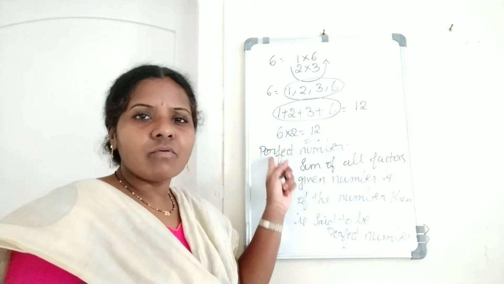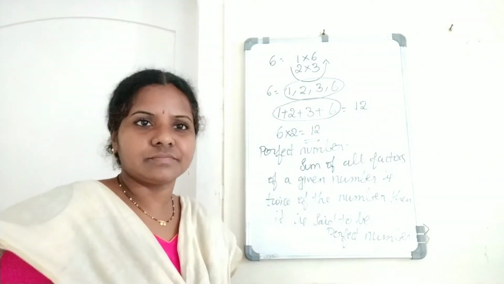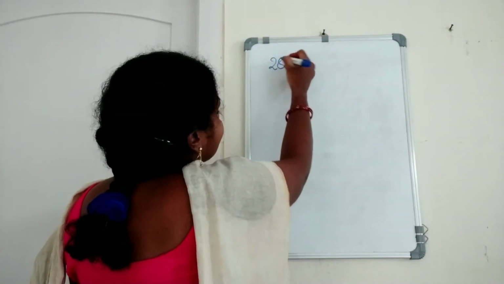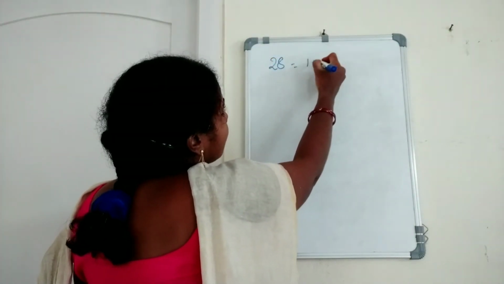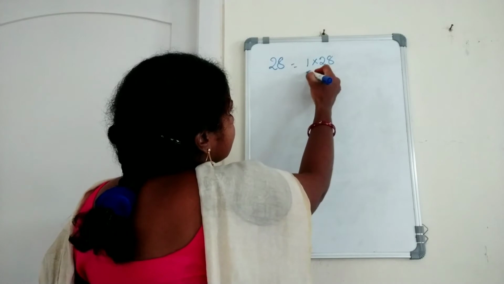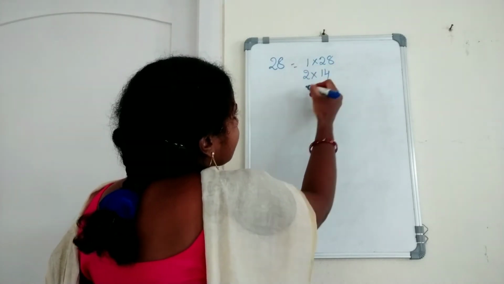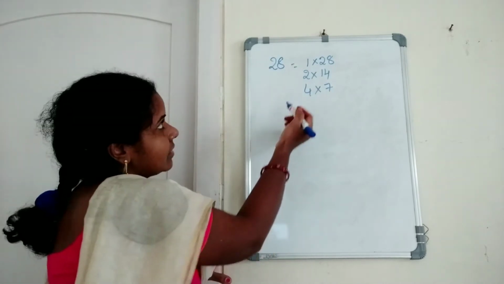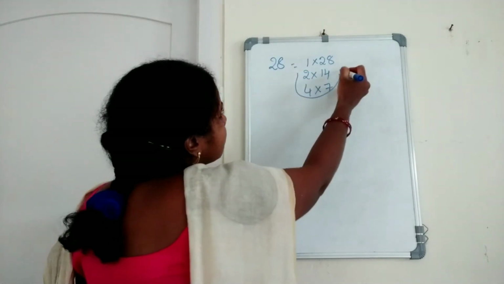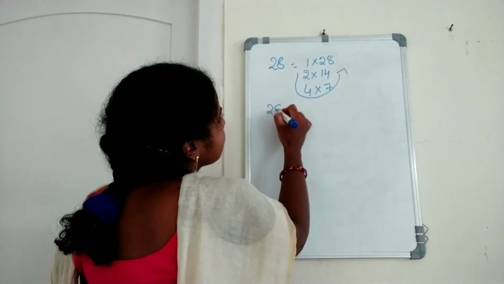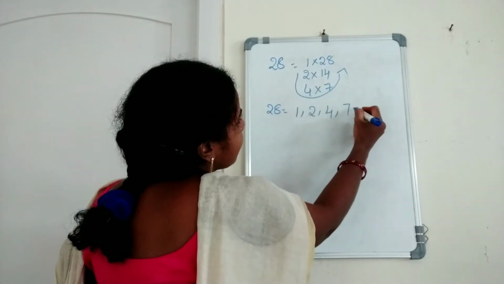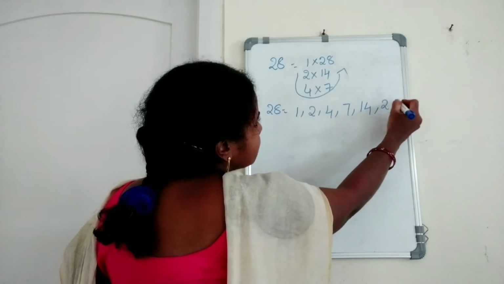Now one more perfect number, let us check. One more perfect number is 28. Let us check number 28. 28's factors are 1 28s, 2 14s, 4 7s. Okay, that's all. 3 table and 5 table, it won't come. Now 28's factors are 1, 2, 4, 7, 14 and 28.